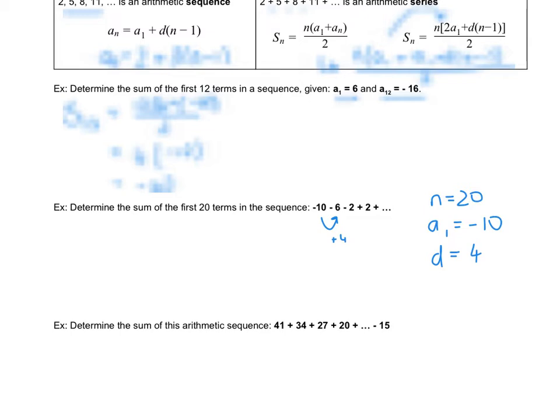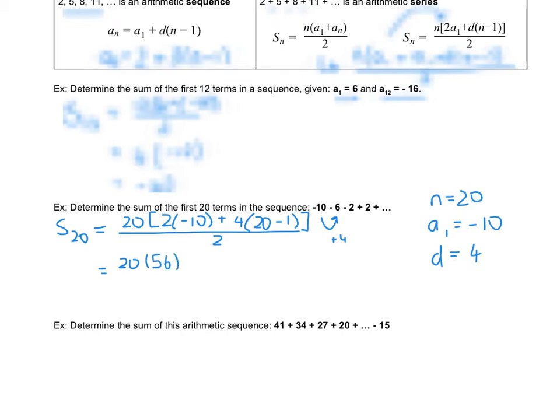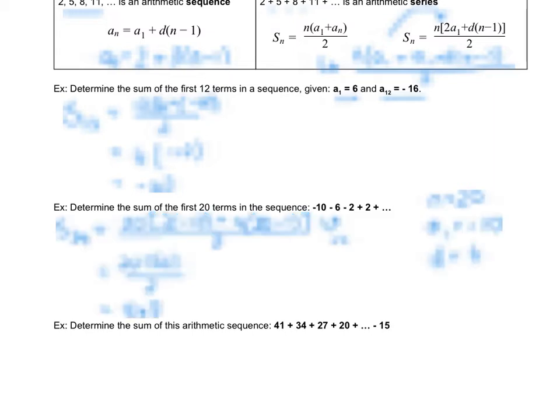And that's it. So the sum of the 20 terms is equal to n, which is 20, times double the first term, which is negative 10, plus the common difference, times 20 minus 1, all over 2. You can do this all at once in your calculator. I'm just going to simplify that big bracket, so 2 times negative 10 plus 4 times 19, and you get 56, and this will give you 560. So the sum of the first 20 terms is 560.